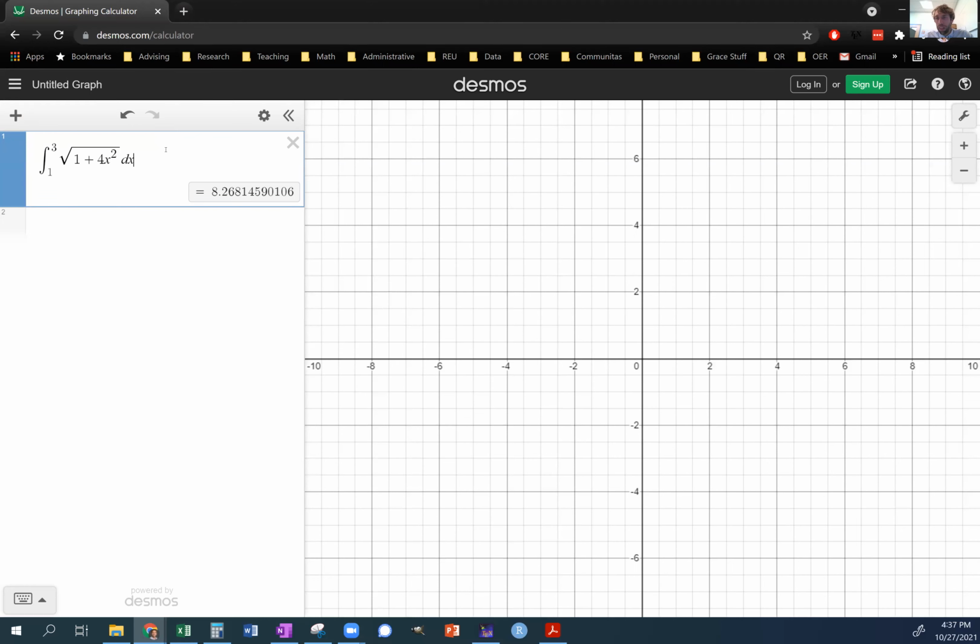Desmos just did it numerically using a method probably not too different from one we'll eventually learn a few sections from now. But for now, for this section, feel free to use numerical methods like Desmos or Wolfram Alpha or whatever, because you won't be quizzed on doing these integrals.